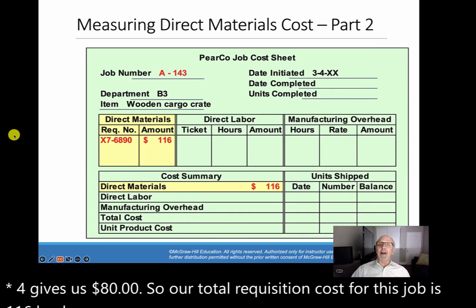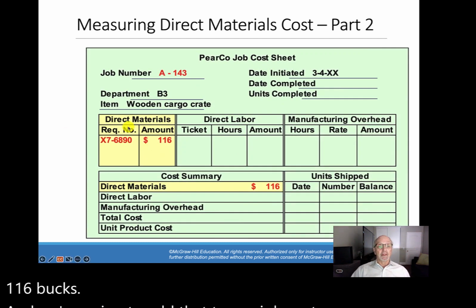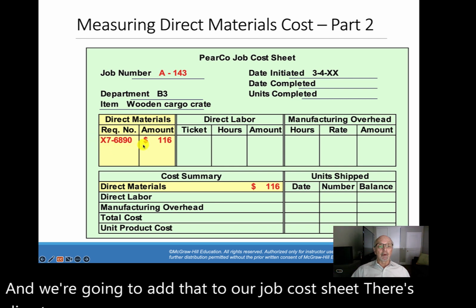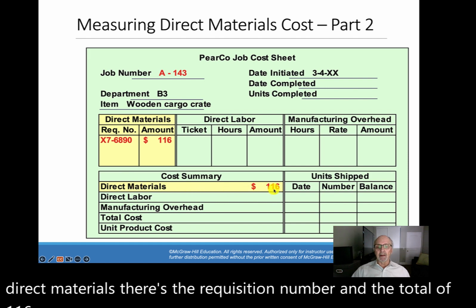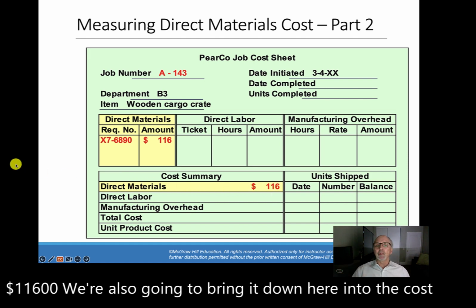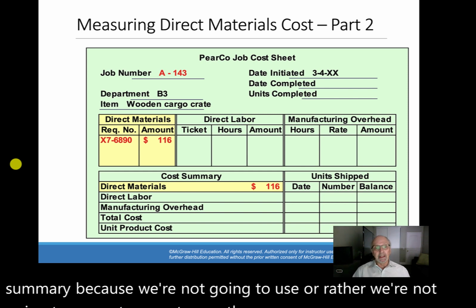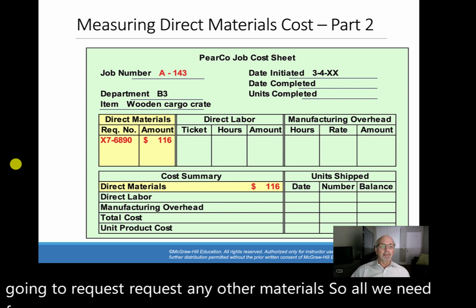And we're going to add that to our job cost sheet. There's direct materials, there's the requisition number, and a total of $116. We're also going to bring it down here into the cost summary, because we're not going to request any other materials. That's all we need for wooden cargo crates.